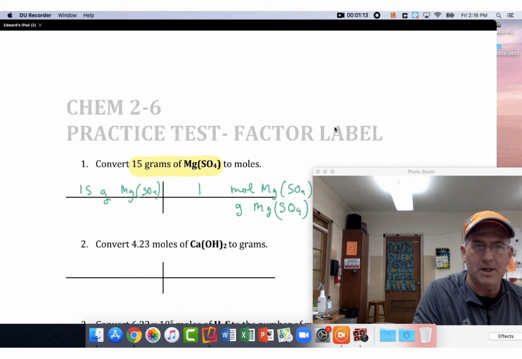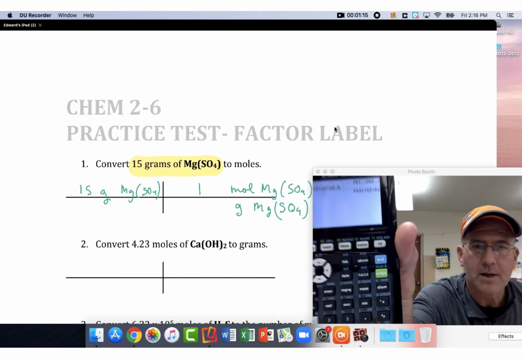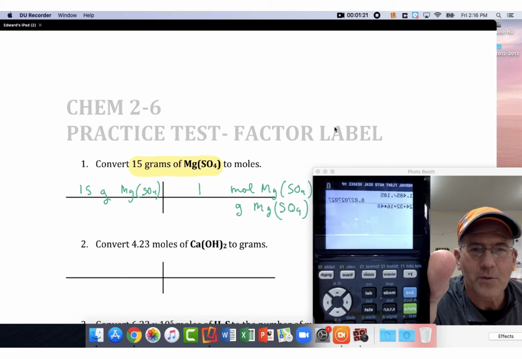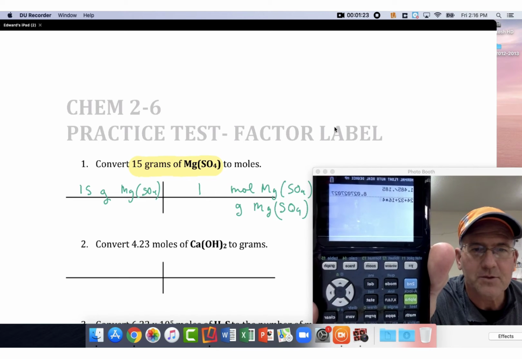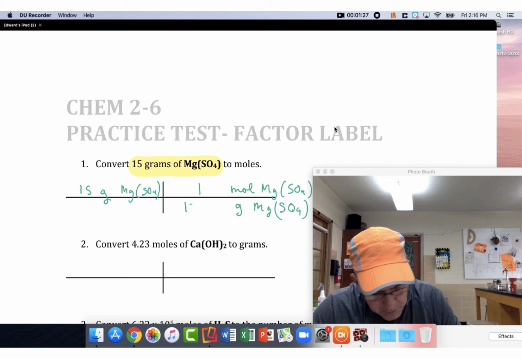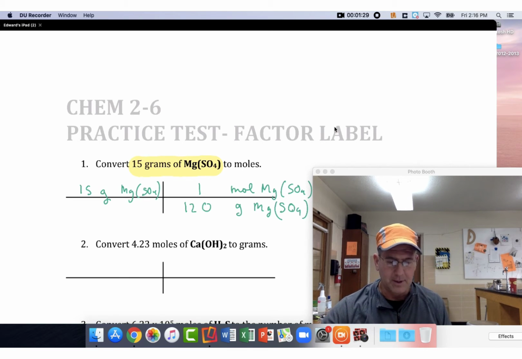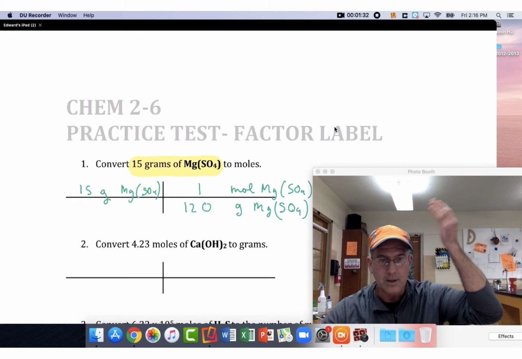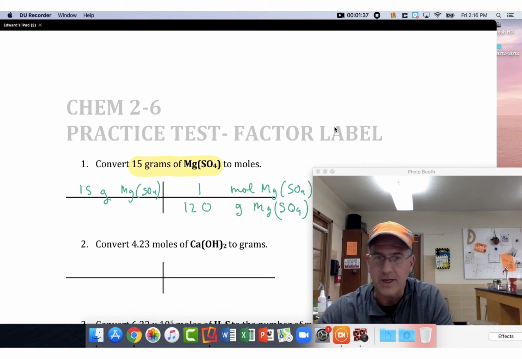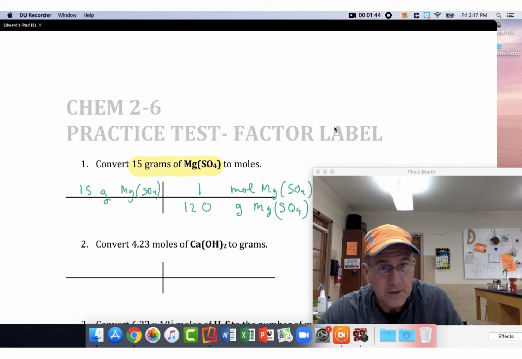So on my calculator, I have, well, it looks backwards in yours probably, 24 plus 32 plus 16 times 4. Press enter, and I get 120. 120 grams of magnesium sulfate per 1 mole. That's our equivalent. Into the calculator, we take 15 divided by 120. Answer, 0.125 moles.